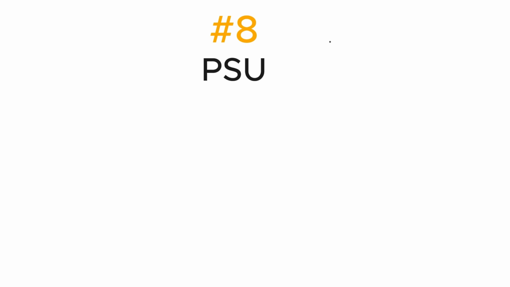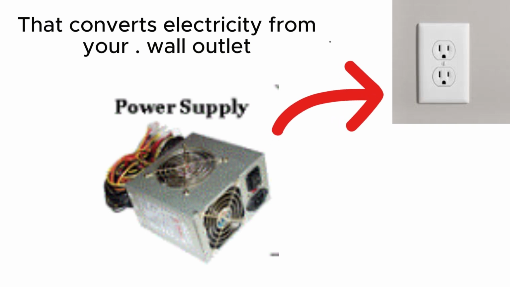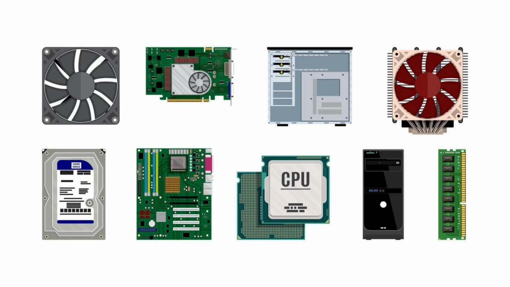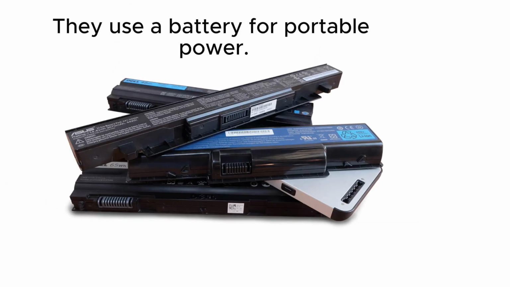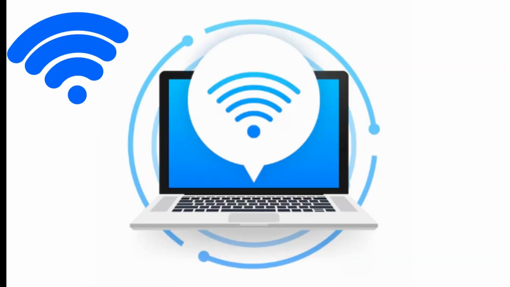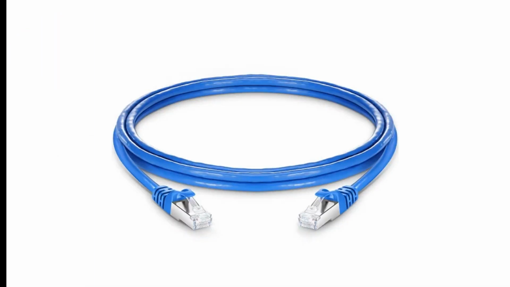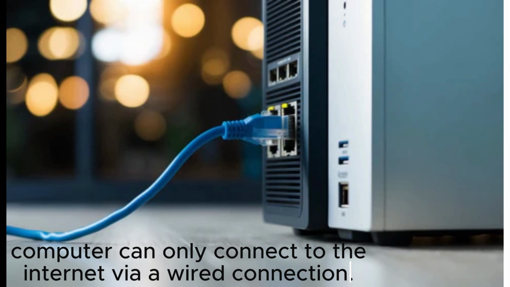The power supply unit, PSU, is a rectangular box that converts electricity from your wall outlet into usable power for all computer components. Laptops also have a power supply, even though they use a battery for portable power. The wireless card is a small component that allows a computer to connect to Wi-Fi networks without needing a physical Ethernet cable. Without it, a computer can only connect to the internet via a wired connection.